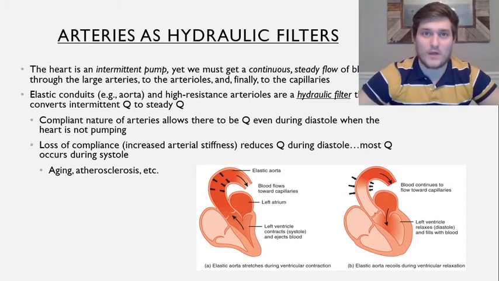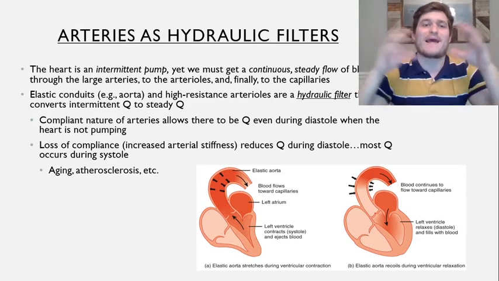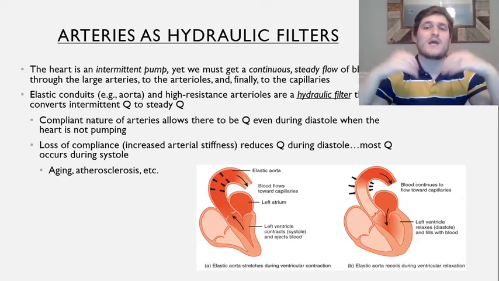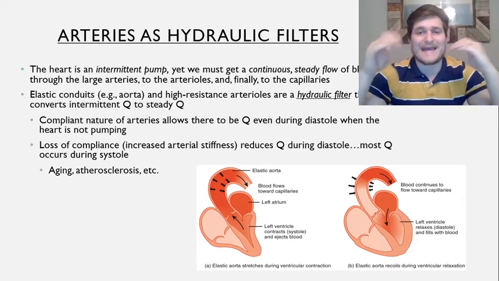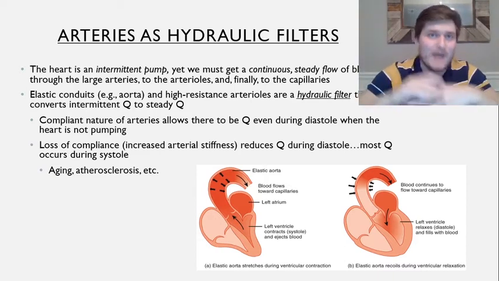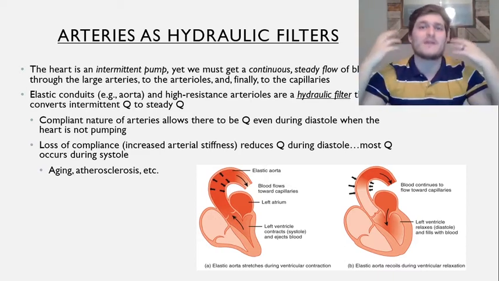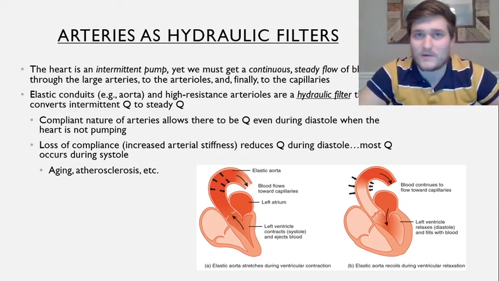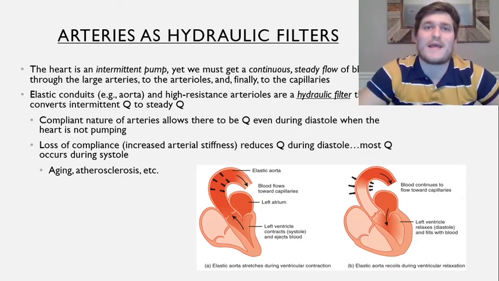When you have a loss of compliance or increased arterial stiffness, what's going to happen is that you lose some of that elastic component, and therefore you're going to have reductions in blood flow during diastole. Now, most of the blood flow does occur during systole. However, again, we need this continuous flow of blood, and so in order to maintain cardiovascular function, we want healthy elastic arteries.